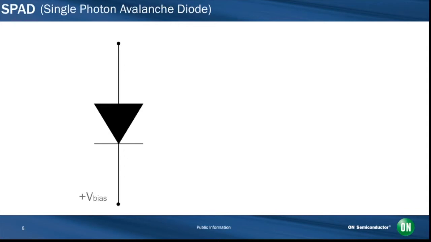A SPAD that has been triggered by an interacting photon will continue to generate current until it is stopped or quenched in some way. Without quenching, the SPAD would be unable to detect subsequent photons. Quenching can be achieved through the use of a series resistor, RQ, which limits the current drawn by the diode during breakdown.